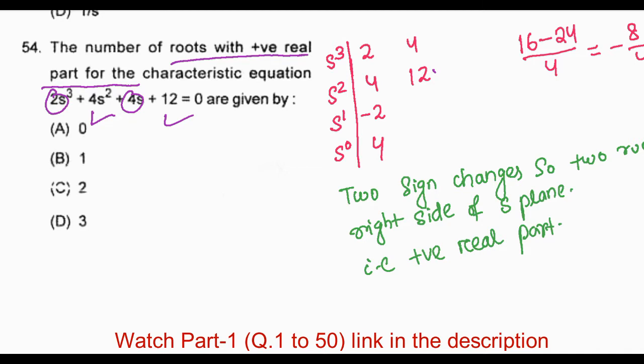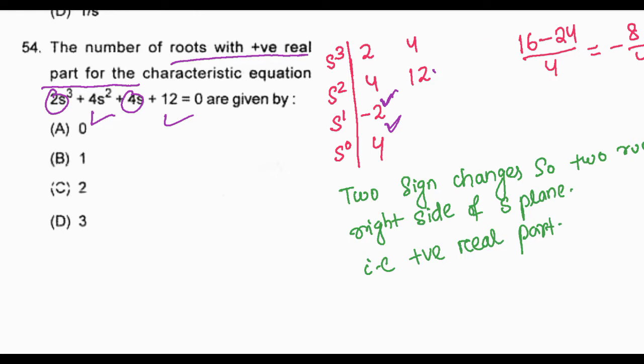In this case, if we consider the first column of this Routh table, what we observe is first one sign change from positive to negative, and then from negative to positive, that means two sign changes. So that means two roots are present on the right half of the S plane, or they have a positive real part. So here the answer is 2.